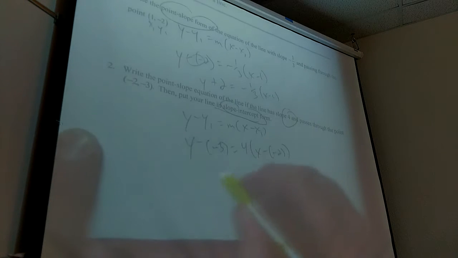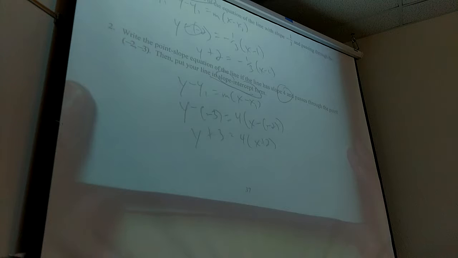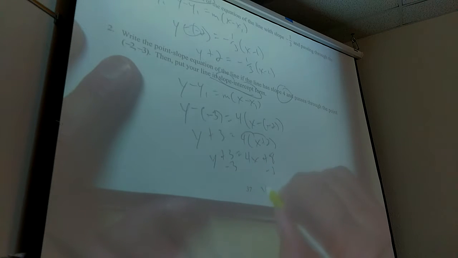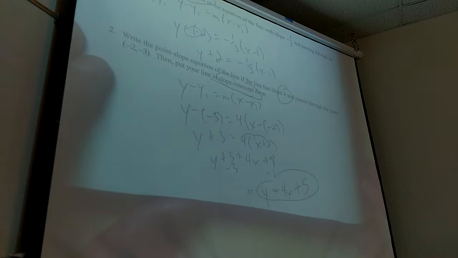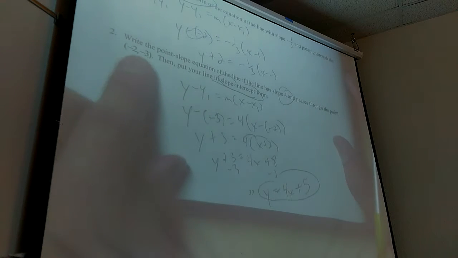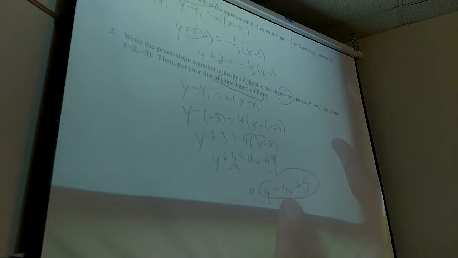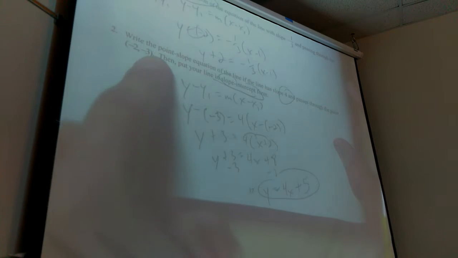Then you start to clean it up. And then you got to clean it up even further. So y plus 3 equals 4x plus 8. Subtract 3, I get y equals 4x. Careful. Plus 1. How can you check yourself? Check yourself. Put negative 2, negative 3 in, and make sure it works. When I put a negative 2 in for x, 4 times that is negative 8, plus 5 is? What's negative 8 plus 5? Negative 3. So when I put a negative 2 in, I do get a negative 3 out.